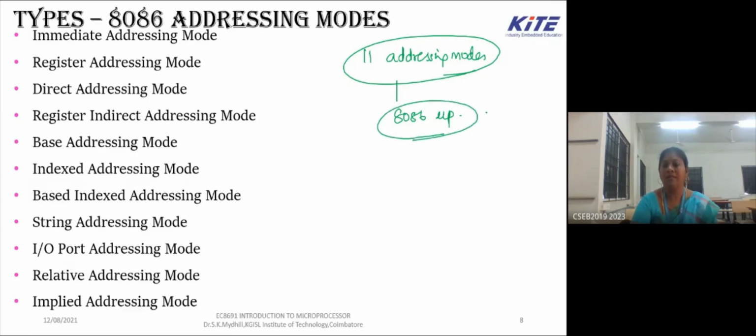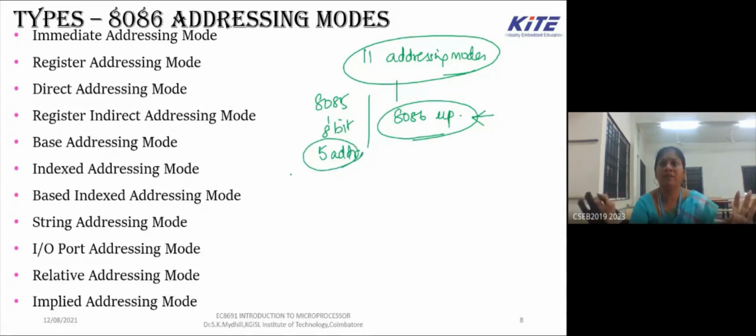For your syllabus, since we are concentrating on the 8086 microprocessor, we are studying the 8086 addressing modes alone. Are you clear? There are only 11 addressing modes for the 8086. As a short comparison, the 8085, which is an 8-bit processor, has only 5 types of addressing modes, very basic. Here there are 11. When you go for more bits, complications increase, but it is very useful when you go for the programming concepts.